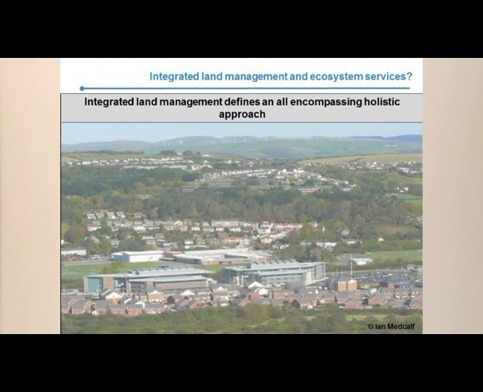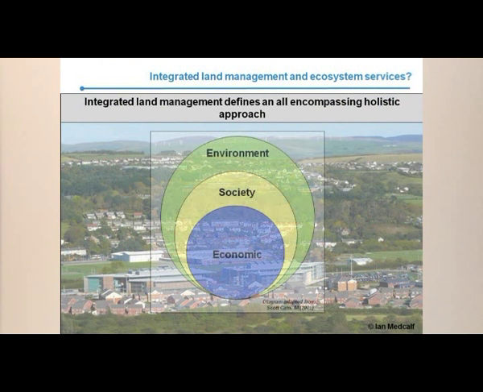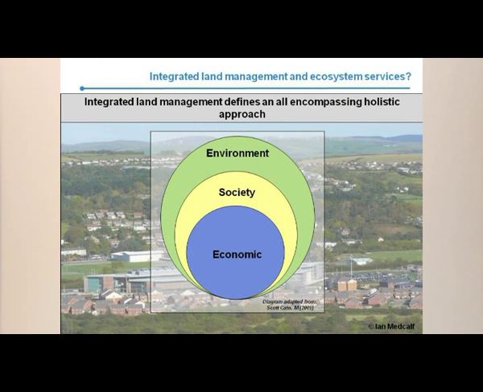How does integrated land management fit into the ecosystem services concept? Integrated land management and ecosystem services consider everything holistically. So ecosystem services are in fact underpinned by integrated land management. Take this example of Aberystwyth.